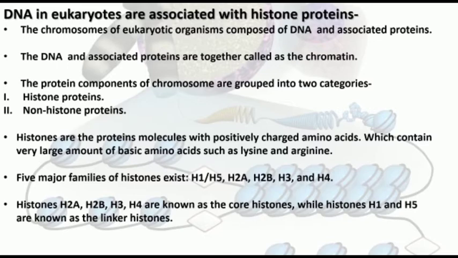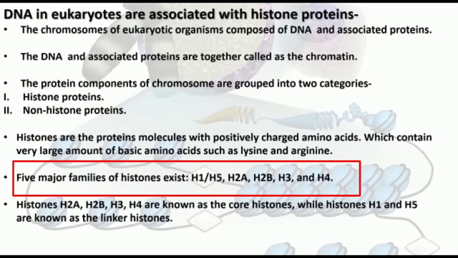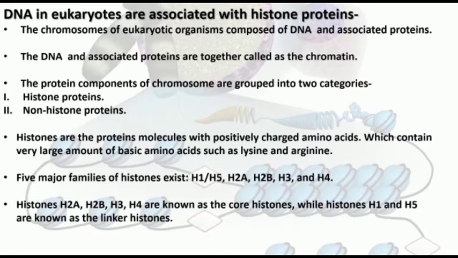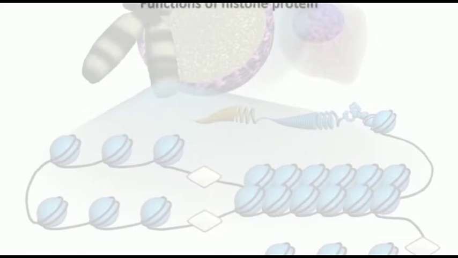Histones are the chief protein components of chromatin, acting as spools around which DNA winds and playing a role in gene regulation. Now, types of histone proteins. There are 5 major families of histone: H1, H5, H2A, H2B, H3 and H4. Histones H2A, H2B, H3 and H4 are known as the core histones, while H1 and H5 are known as linker histones.